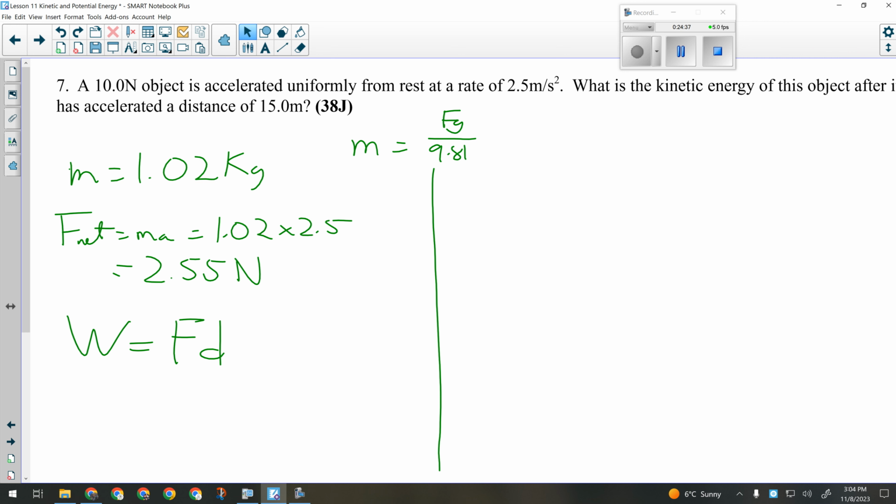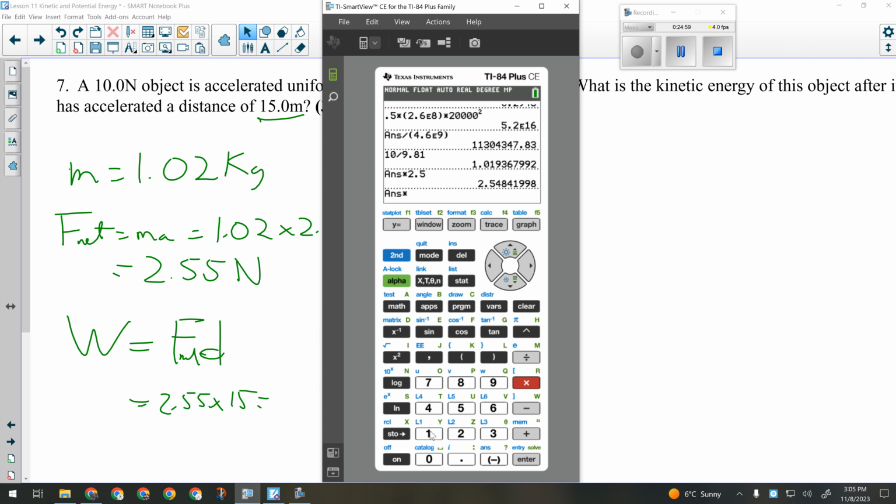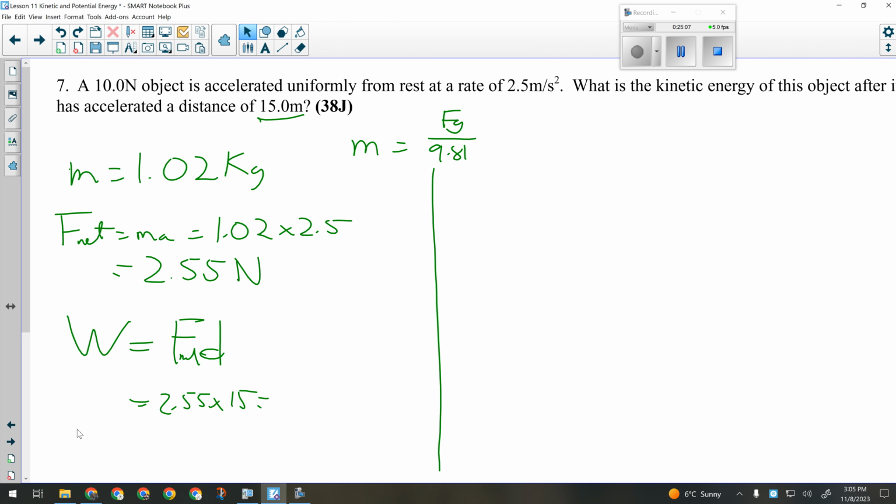If I do this, will I get the final kinetic energy of the object, since it starts with nothing? It specifically states it starts from rest in the question. If I take F net and multiply it by the distance, which they also gave me, I'll have 2.55 times 15, which is 38 joules. So that's one way to do this. I had to calculate the mass, which I'd have to do regardless of the method. I calculated net force, and then used net force when I went work is force times distance. 38 joules.